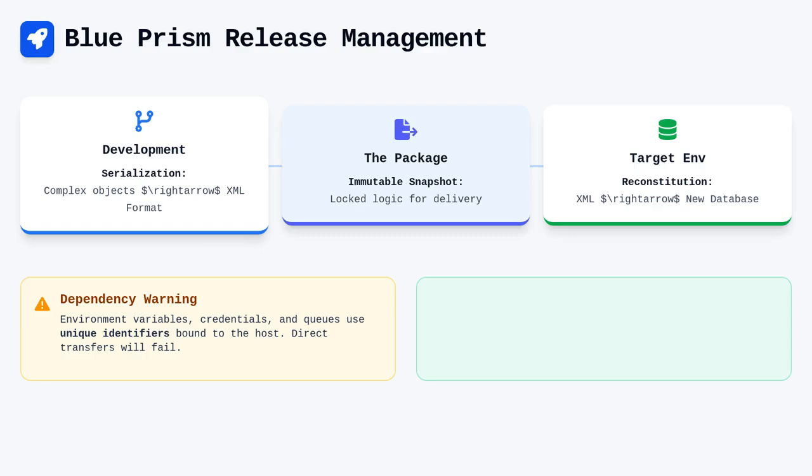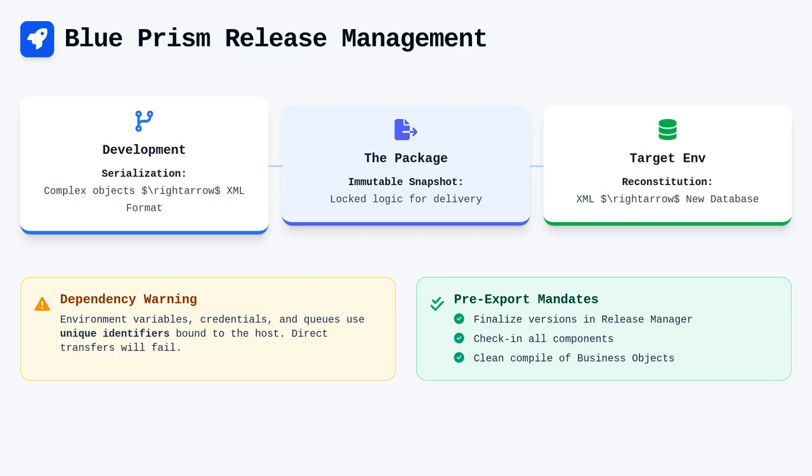Before you initiate an export, you must ensure that all processes and objects reflect the finalized versions within the release manager. Attempting to export a package while components are checked out or in a non-production ready state will almost certainly lead to consistency errors during the import phase. It is professional practice to perform a clean compilation of all business objects before packaging them to catch latent issues that compiler checks might otherwise miss.